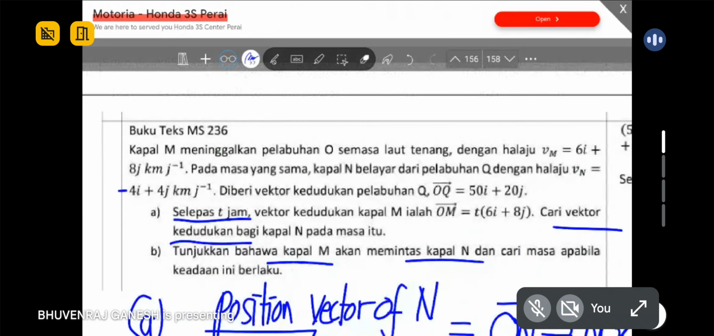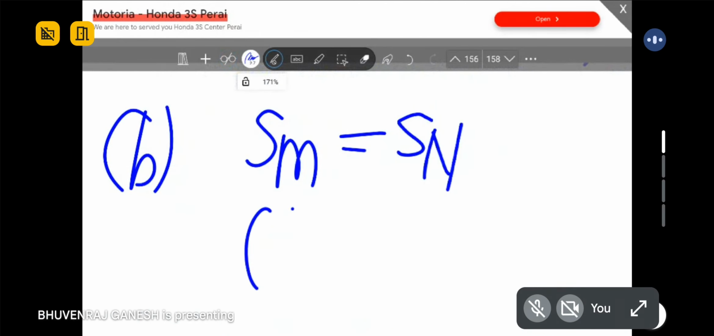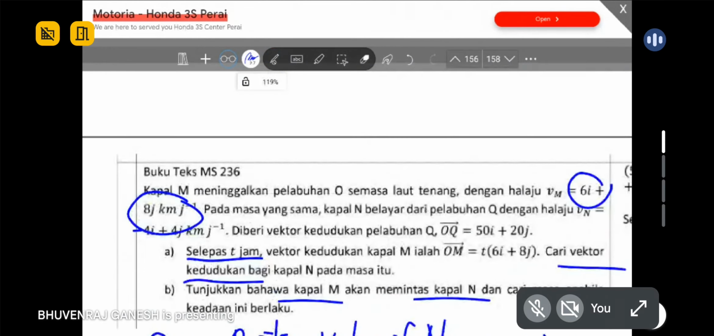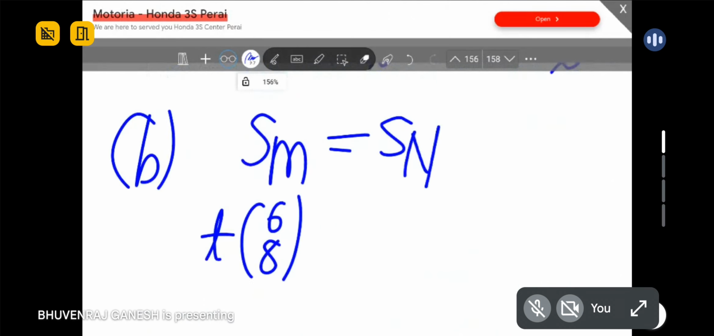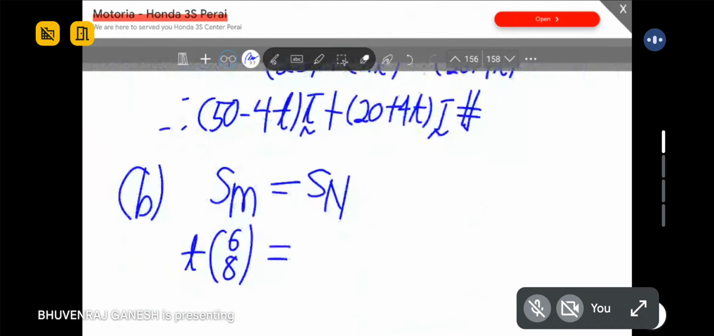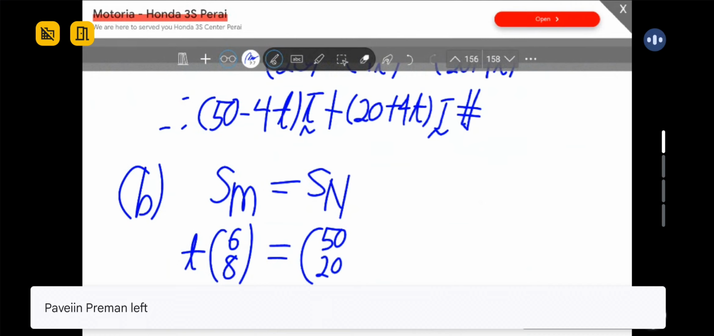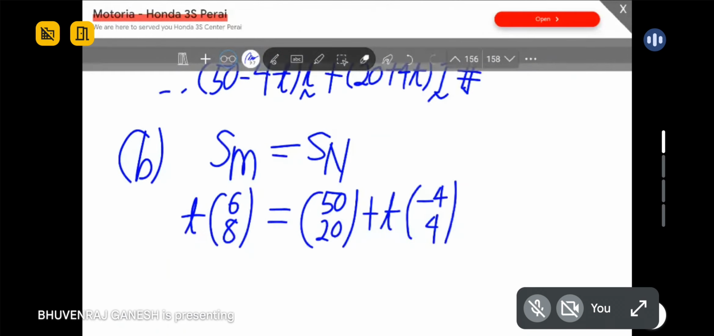That's all. Okay, so for M, it is actually 6i plus 8j. Am I right? So the vector is actually 6 and 8. And then you must multiply with time, guys. Kena darab dengan masa. Because this one is velocity, halaju. Velocity times time, you get distance, jarak. So this is for SM. And then SN you guys already wrote over here. So you just copy. Okay, it's 50, 20 plus T times negative 4 and 4. Okay, do you all get that?